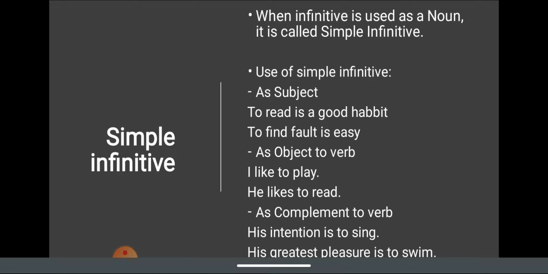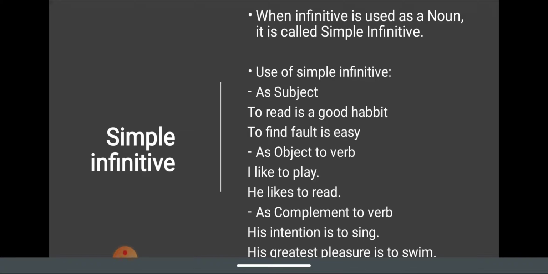To play is one more verb, but it is at the place of the object, because usually the object comes after the verb. He likes to read. Here also likes is the main verb, and to read, coming after the verb, should be the object. So at the place of the object we are using to read. So to read is being used as an object to the verb like.